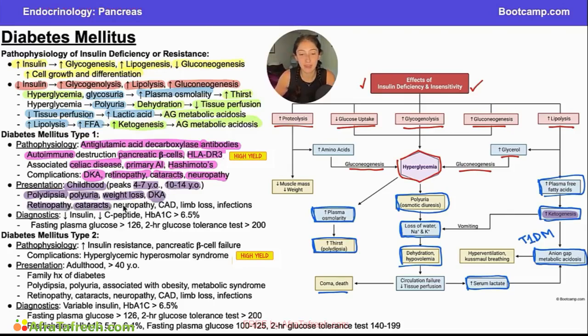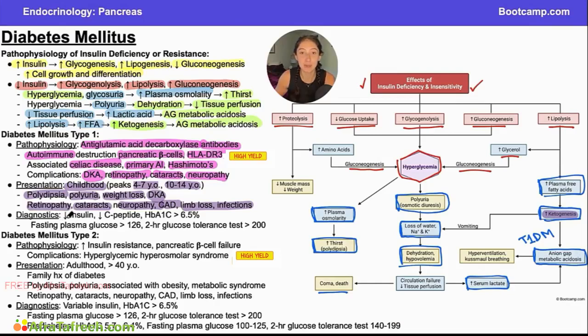Additionally, retinopathy, cataracts, neuropathy, coronary artery disease, limb loss, and infections, all these complications of diabetes type 1 can show up in the presentation, but these are usually much, much later. These are usually after someone has lived with diabetes type 1 for a number of years and is well into adulthood. Finally, diagnostics for type 1 diabetes.